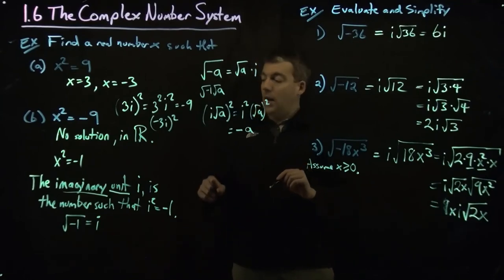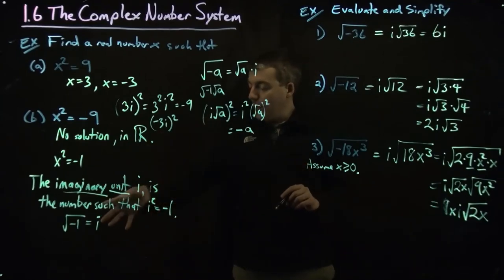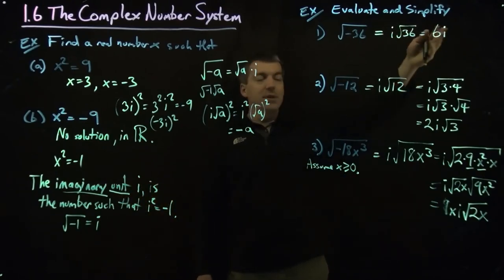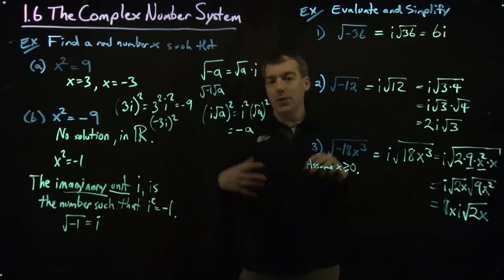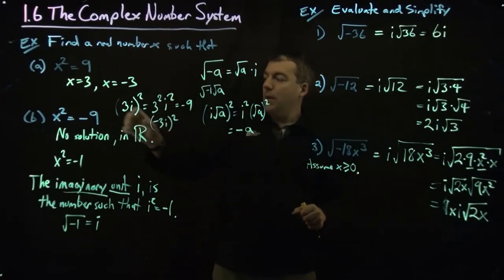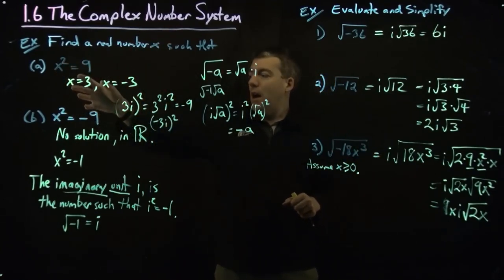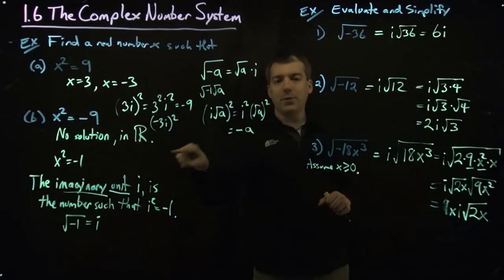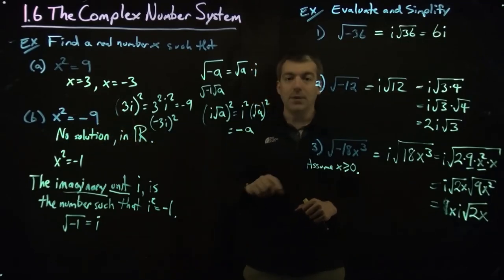What we'll do now is take the imaginary unit i and multiply it by real numbers and add real numbers to it to get a whole new number system. And this new number system, the complex number system, will allow us to solve quadratics for which we may not have had solutions before. All right, so stay tuned for that.